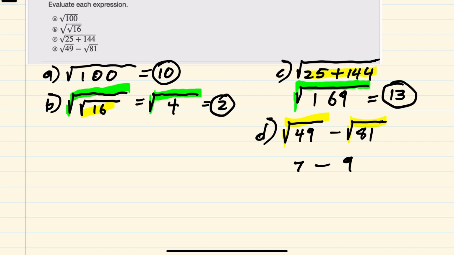Now that we've evaluated the radicals, we can do the subtraction. 7 minus 9 is a negative 2. So we have evaluated all of these radical expressions.